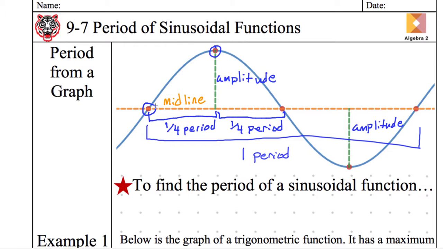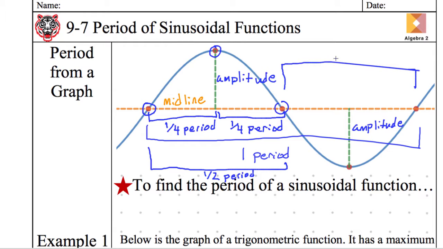But what if I go from the midline to the midline? This whole distance here is how much of a period? Yeah, there it is. Half a period. What about this distance right here? How much of a period is this distance right here? It's another half. What about this distance right here?